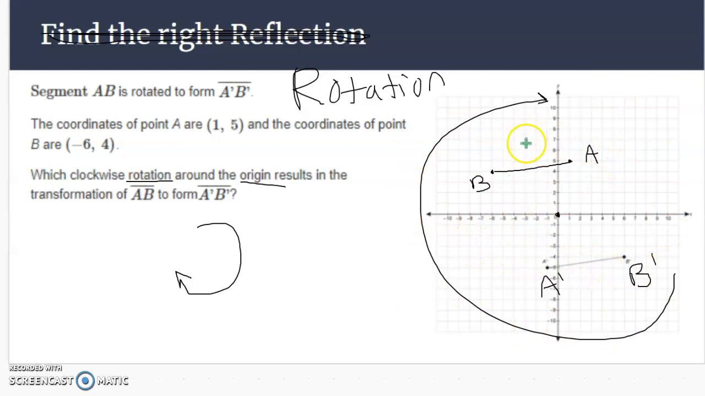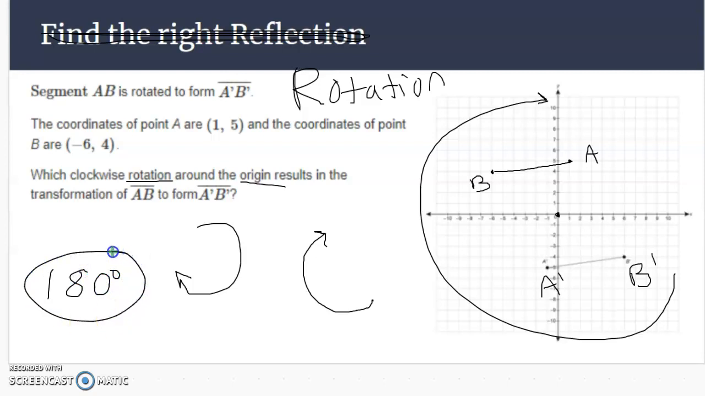And to arrive at that location, it didn't do a full circle. It looks like it did just about a half circle. Like if we start here and we went about to here in a clockwise manner, the amount of rotation was 180 degrees. It sort of made a half circle, 180 degrees. So that is how we can describe this rotation. It rotated clockwise 180 degrees.